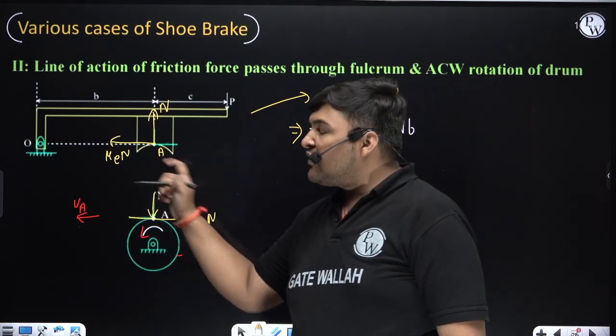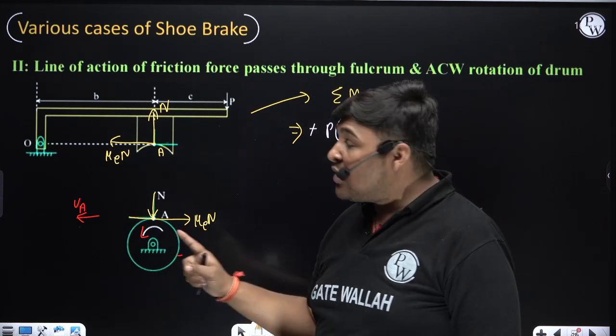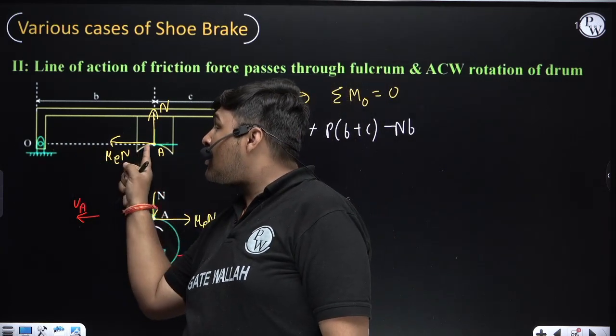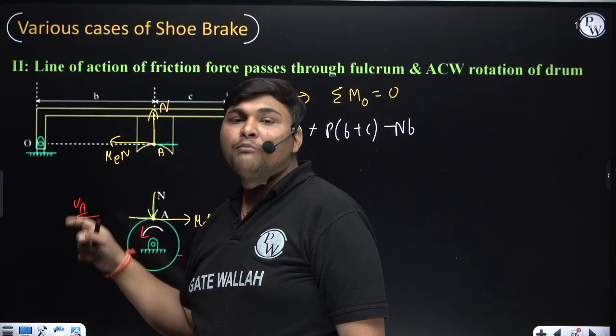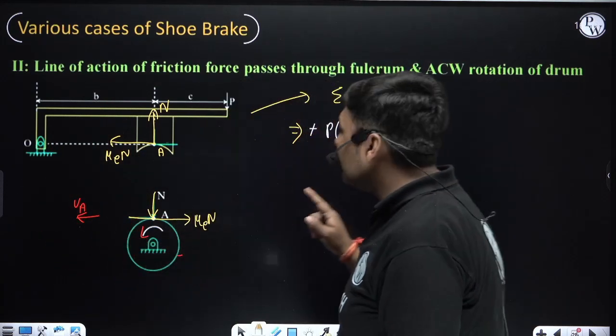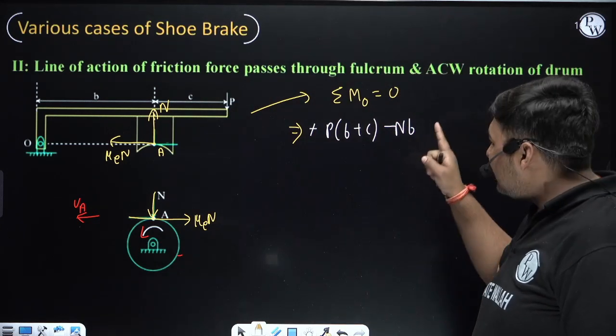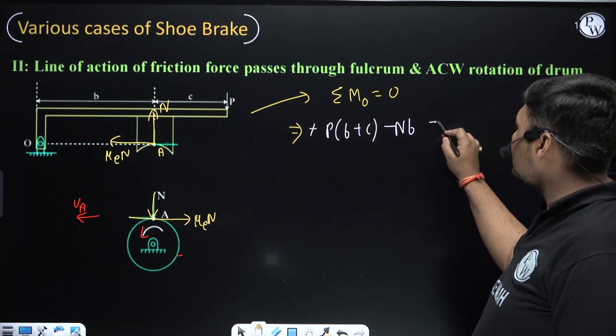Now moment of friction force. Again friction force is mu into N. But right now, its perpendicular distance from point O is 0. Why? Because line of action of friction is passing through fulcrum O. So moment of friction force is 0, so we need not write this. Okay. So net moment about fulcrum O is equal to 0.